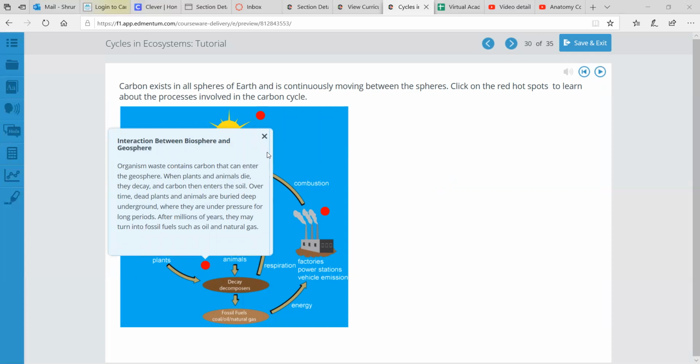Interaction between biosphere and geosphere. So organism waste contains carbon, and that can enter the geosphere. When plants and animals die, they decay, and carbon enters the soil as well. Dead plants and animals are buried deep underground over time. And when they're under a lot of pressure for a very long period of time, think millions of years, they may turn into fossil fuels such as oil and natural gas.